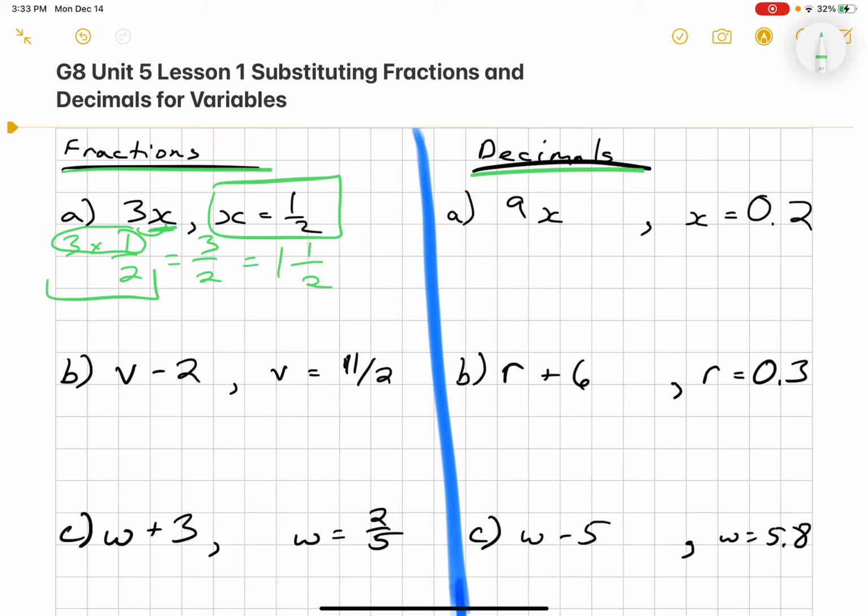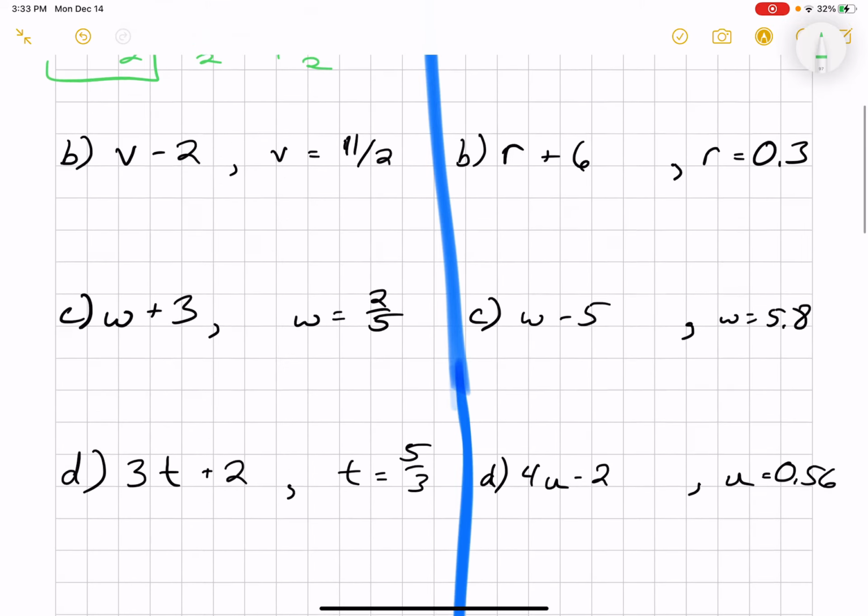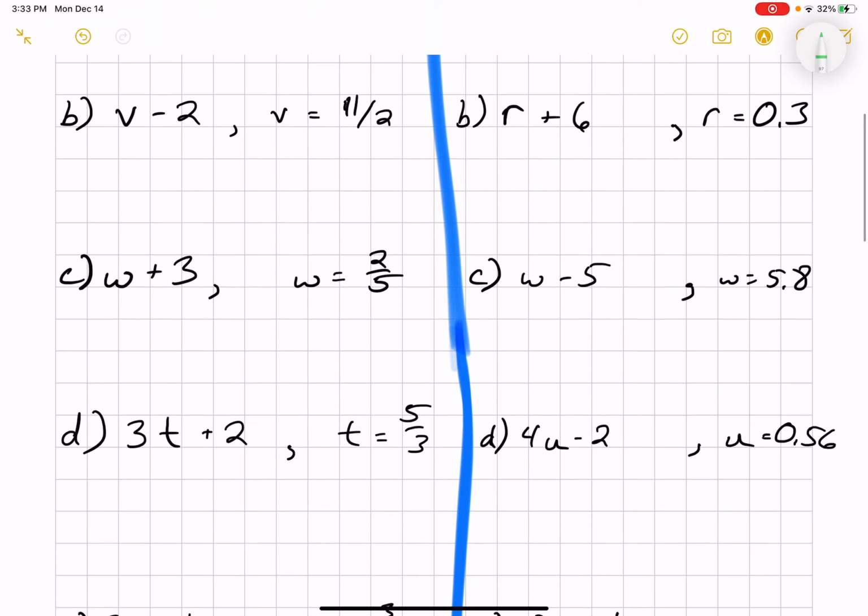Okay, so what I'm going to get you to do is just do these next 3 here. So pause the video, do these next 3 here, using the rules that you know for fractions, adding, subtracting, multiplying.